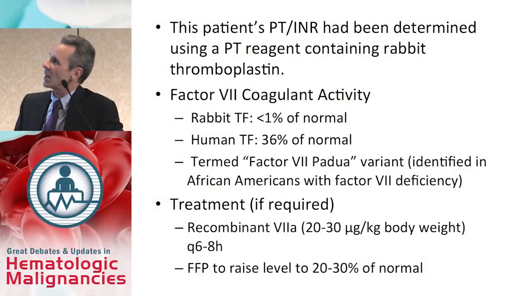Many labs now have switched to human, but you might occasionally still get a lab that uses rabbit. So this patient presented in the days when labs were still using rabbit tissue factor routinely for their PTs, and his PT-INR had been determined using a PT reagent containing rabbit thromboplastin. In fact, when you used the rabbit tissue factor to do his factor 7, he had a very low level, but when you used a human thromboplastin, his level was more normal.